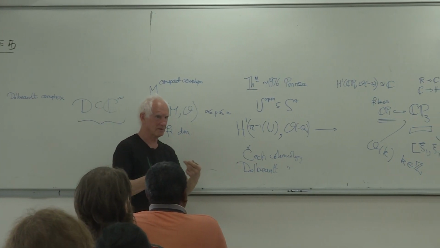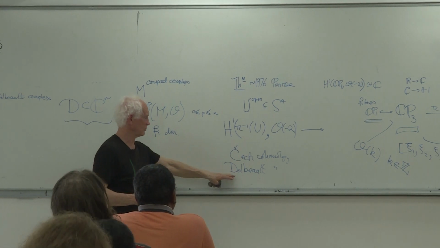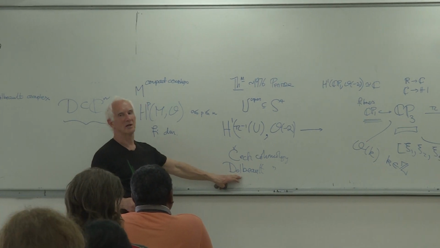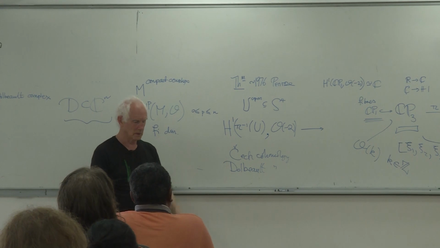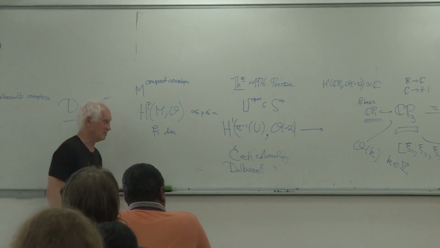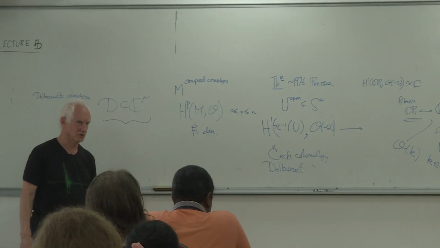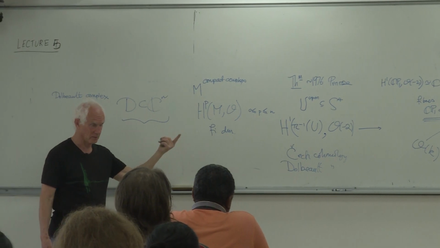If you like, the best abstract viewpoint is Dolbeault cohomology because it's very clean and so on. But sometimes Čech cohomology is good. And in this case, even Čech cohomology is good.